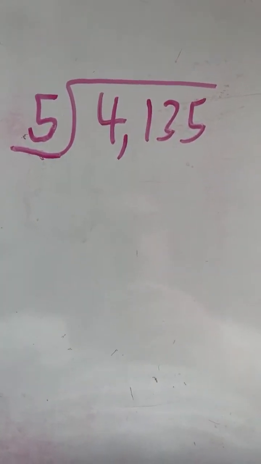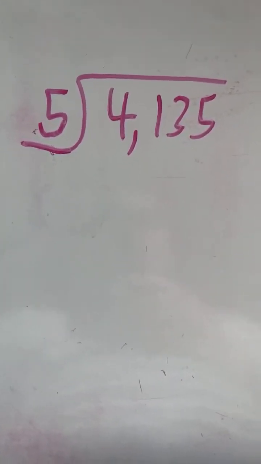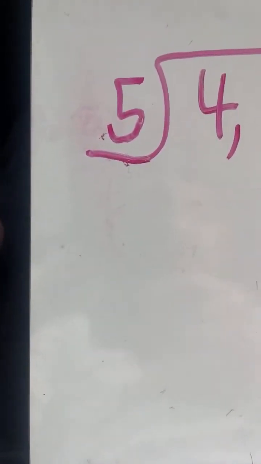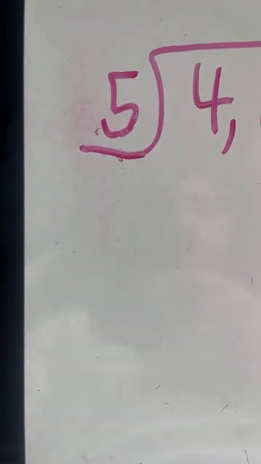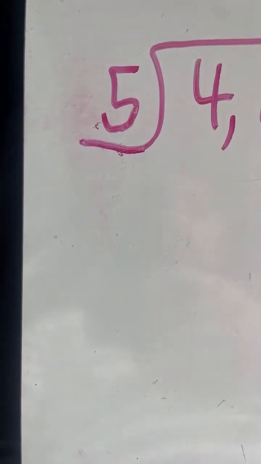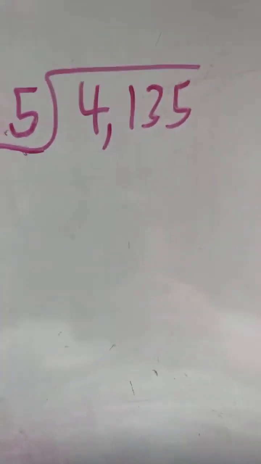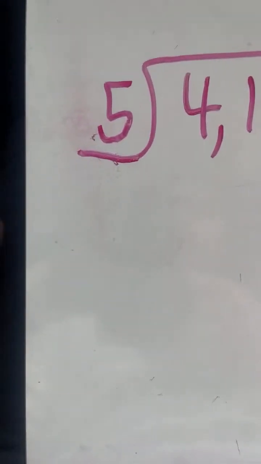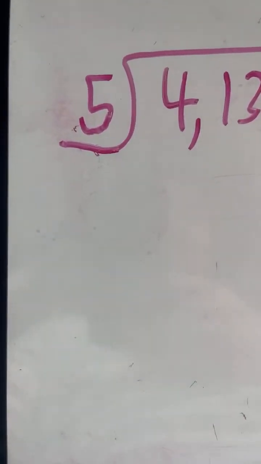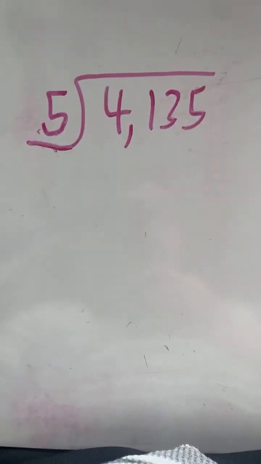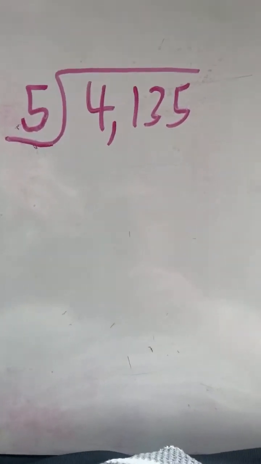So we start out dividing by the smallest number possible. We can't start out with 4 divided by 5. The rule is the number inside the square has to be equal to or bigger than the number outside, so that doesn't work. We can start out with 41 divided by 5. So I'm going to see how many groups of 5 go into 41.